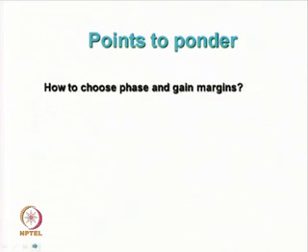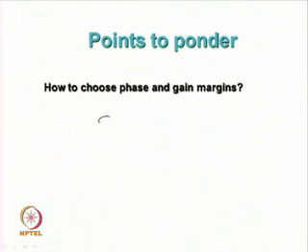Now, one point to ponder: how to choose phase and gain margins. Basically, there are a lot of guidelines given in the literature on how one can choose phase and gain margins. From intuition and experience, the operators usually set the phase and gain margins, but generally the phase margin chosen should be greater than or equal to 30 degrees and the gain margin chosen should be greater than or equal to 2.